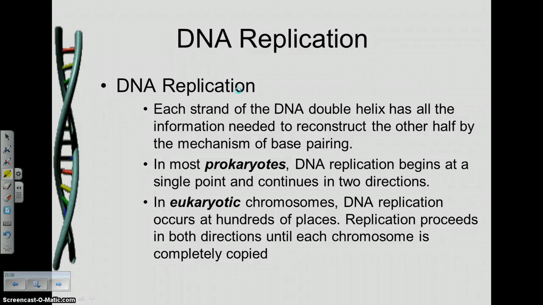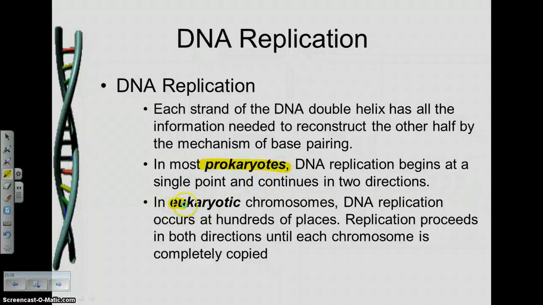So just in summary, each strand of DNA, double helix, has all of the information needed to reconstruct the other half by the mechanisms of base pairing, and we'll talk about that in just a minute. There is a difference in how this happens in prokaryotes and eukaryotes. In prokaryotes, DNA replication begins at one single point and then continues in both directions. That's prokaryotes. Remember, organisms that don't have a nucleus. There's only one type of prokaryotic organism, and what is that? Bacteria. So in bacteria, DNA replication starts at one point and continues in both directions.